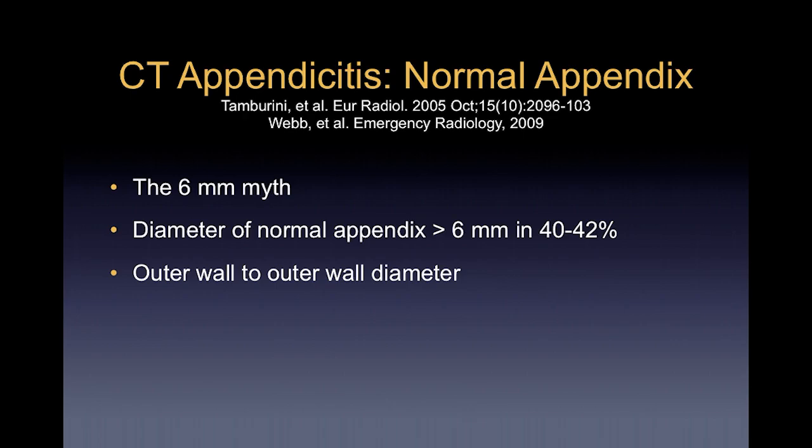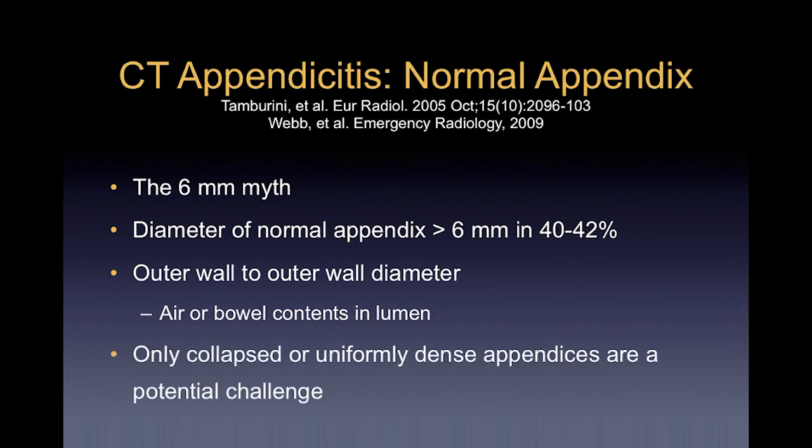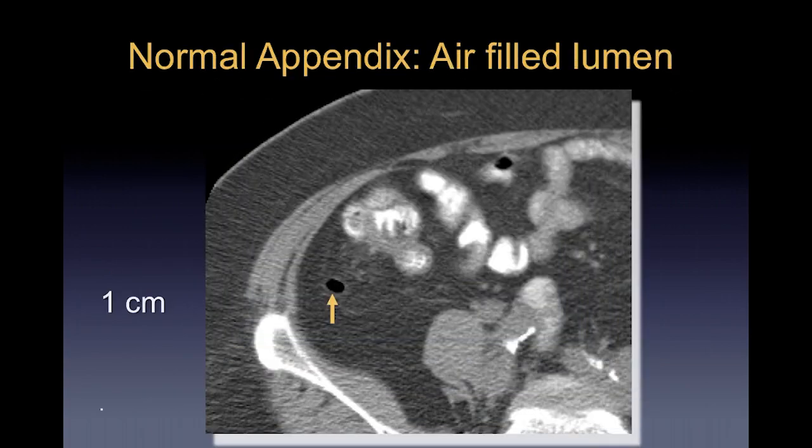Now, we're of course here talking about just an outer wall to outer wall diameter of the appendix. And this statistic of 40% being greater than 6 millimeters does not take into consideration what is in the lumen of the appendix, whether it's filled with air or stool or just what's going on in the lumen. So a lot of those cases, it may be bigger than 6 millimeters, but it's going to obviously be a normal appendix. It's really only the ones that are biggish, bigger than 6 millimeters, and are collapsed or uniformly dense in appearance that are going to be a little bit diagnostically challenging. So let me show you some examples of what I'm talking about so it's a little bit more clear.